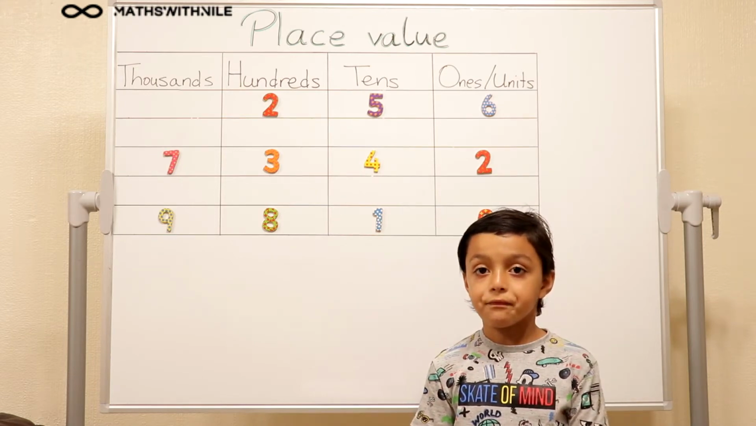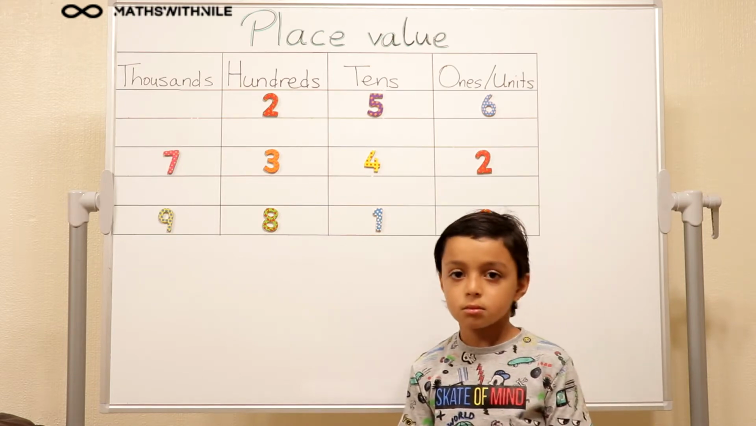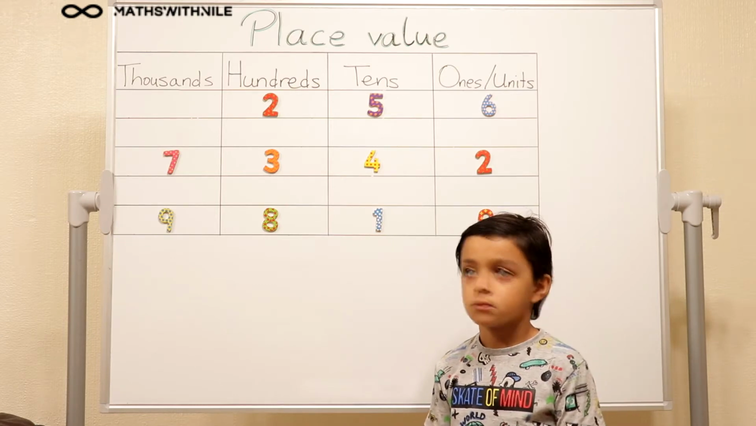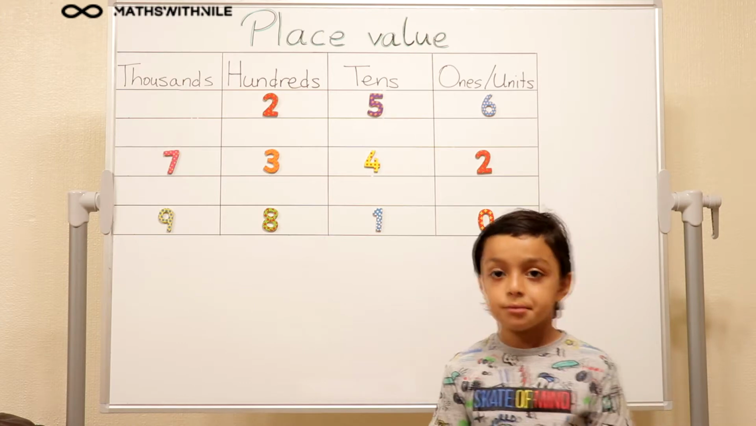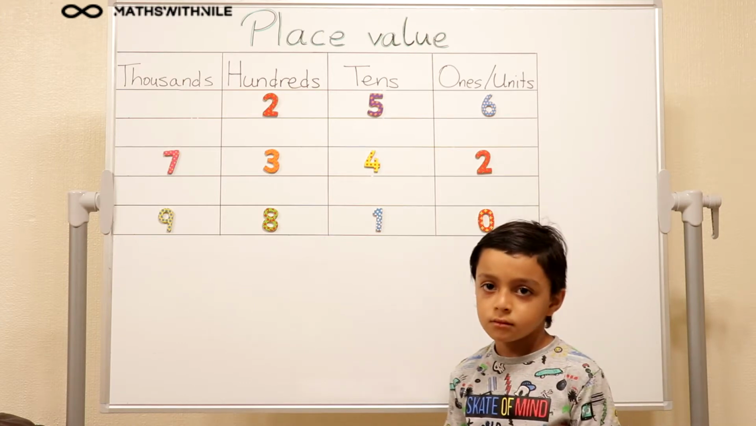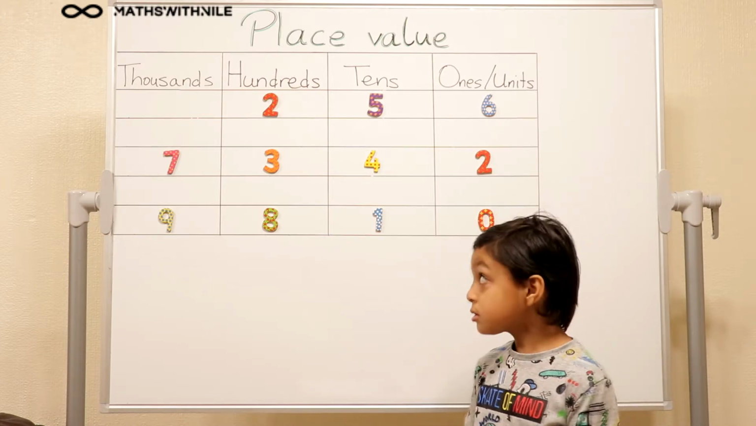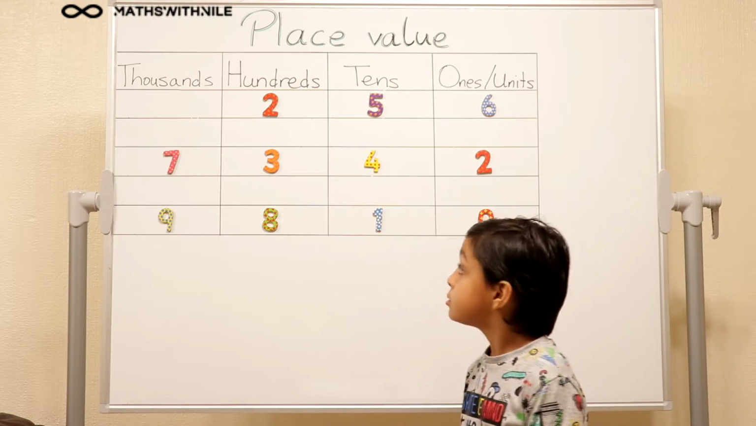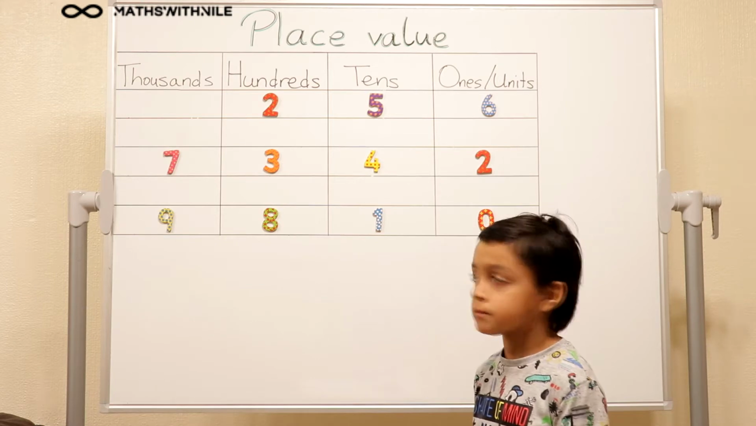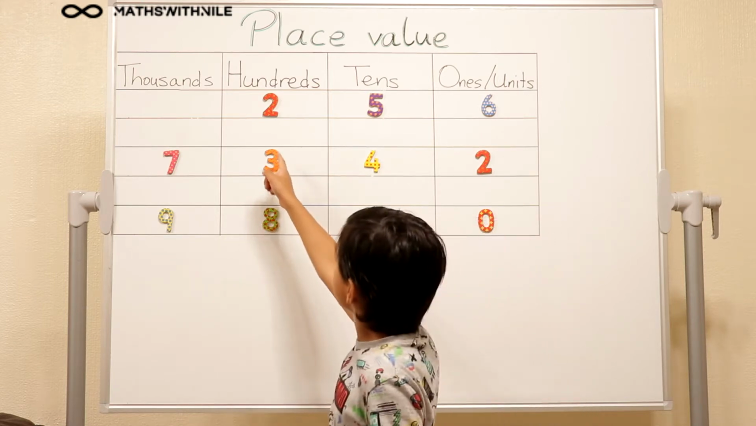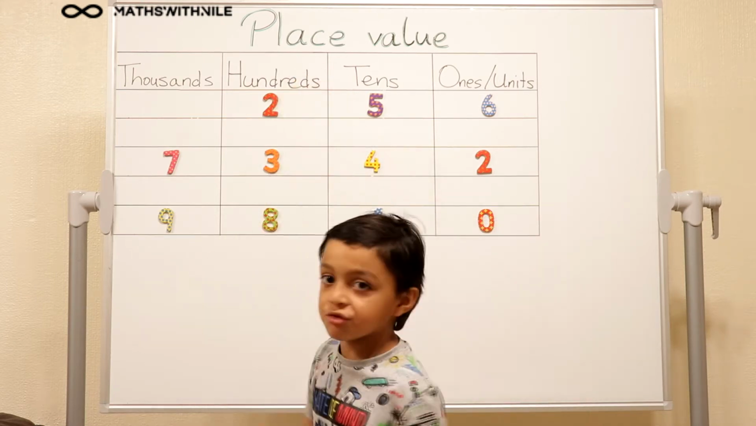Okay, so how would you say that number? 256. There's another number underneath. Can you tell me the value of the 3 in that number? 300. Can you point at how you know, just to help everyone at home? Up here is 100. 300.